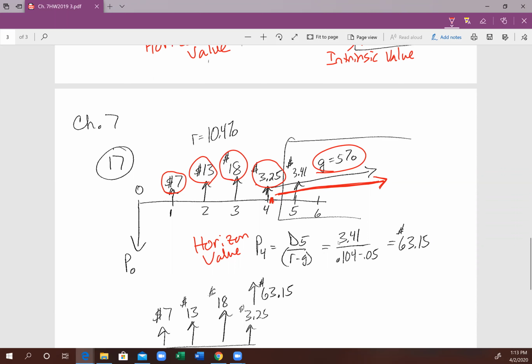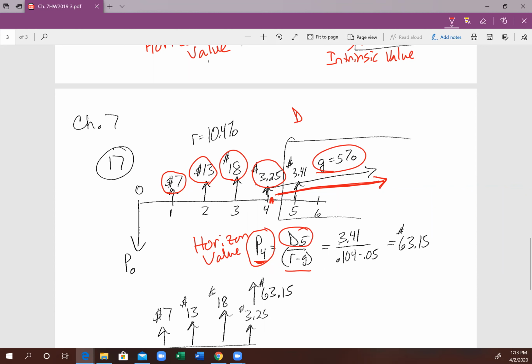So if we want to find it at the beginning of year 5, then our horizon value will be the price at the end of year 4. Even though it's really the beginning of year 5 when the annuity starts growing at 5%, we can find the horizon value, and we call it not the beginning of year 5 price, but P4. P4 is the end of year 4, the same as the beginning of year 5. So P4 is going to be equal to D5 divided by R minus G.